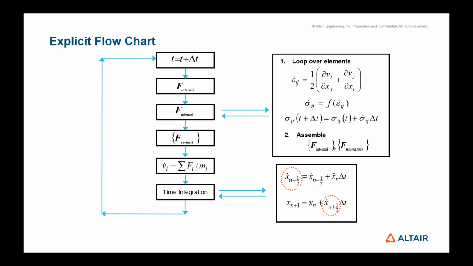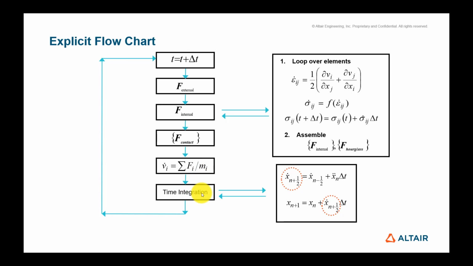Here is the classic flowchart used by explicit methods. Let's consider the state of the system is known at a given time. A new time step is computed, then external forces are determined, and through a loop over elements, strains and stresses can be computed, and with them, internal forces and contact forces. Accelerations can be updated.